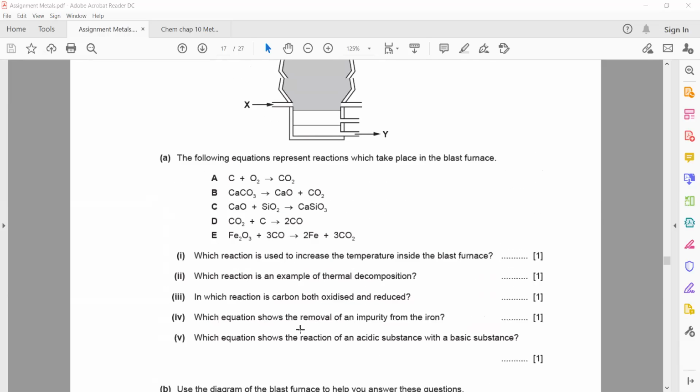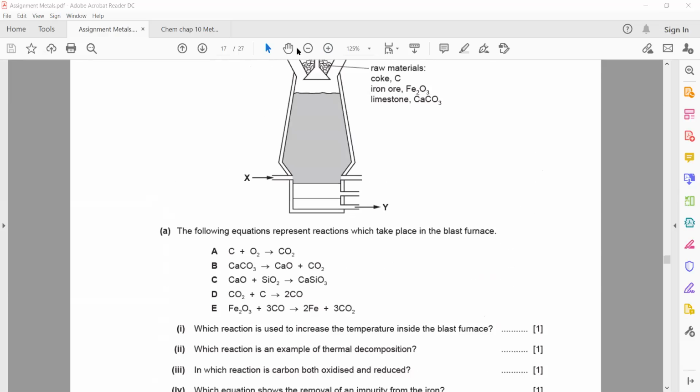What leaves the blast furnace at Y? Yeah, molten iron. You can mention pig iron or molten iron. Not only iron, it should be molten iron because it is at a very high temperature in a melted state.